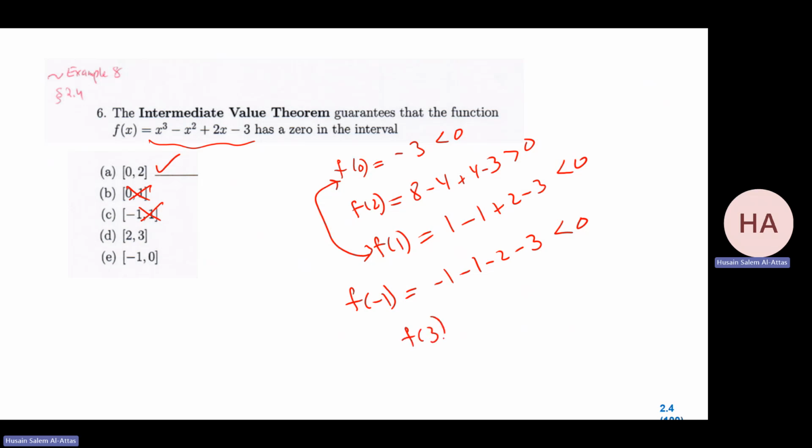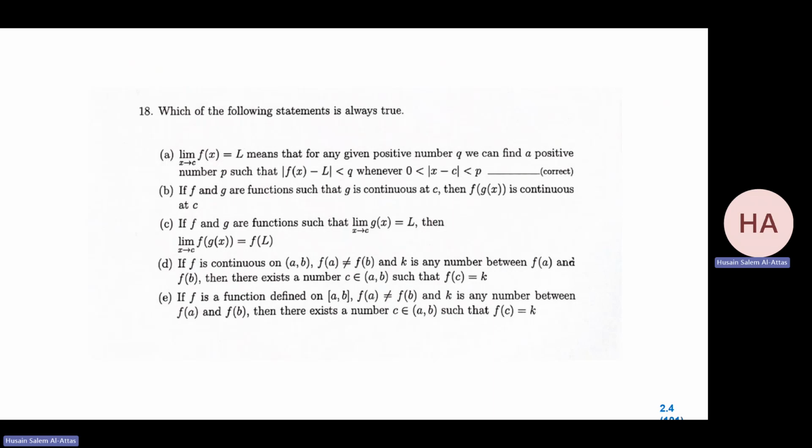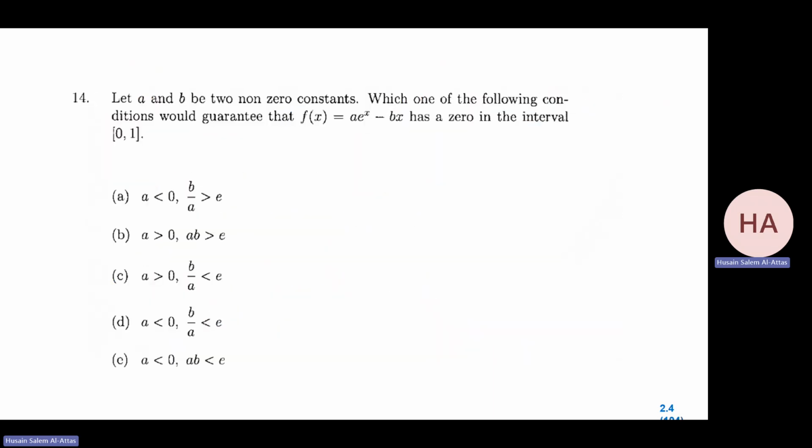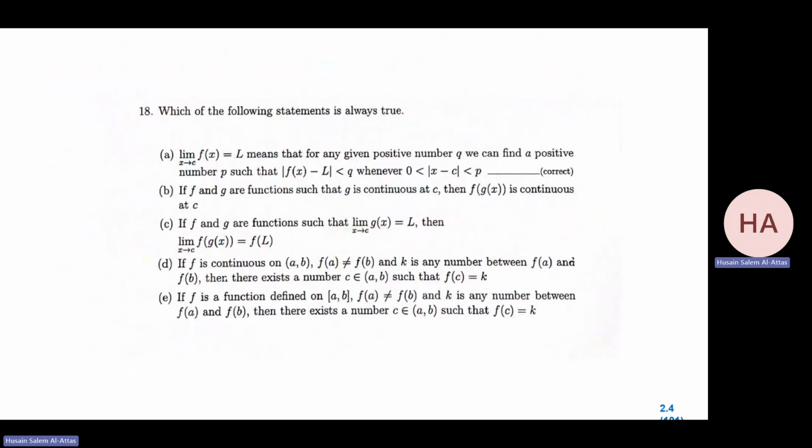F at 3, that should give me positive. 27 minus 9 plus 6 minus 3, which is positive, very clear. So this is out. Between minus 1 and 0, negative, negative. So this is the only answer. Okay, now let me check some questions related to this, just to finish this. Yeah, this is the correct answer.